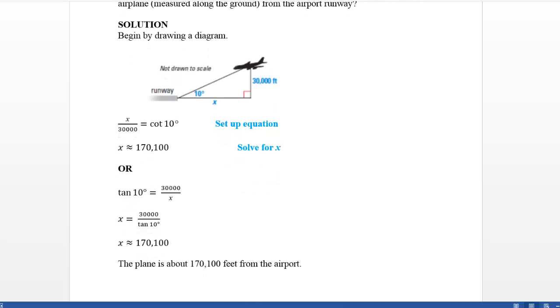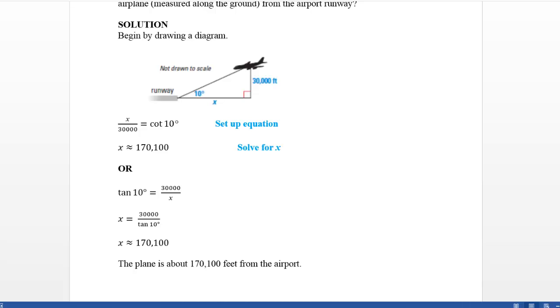So if you look here at example 4, you can see that we used both methods. We used the cotangent for the first setup, for the first solution here, and then in the second solution, we used tangent. So whichever is your preference, that's the route you would want to go. But this is basically the same thing that you've been doing in prior problems, just a matter of setting up your own triangle to start.